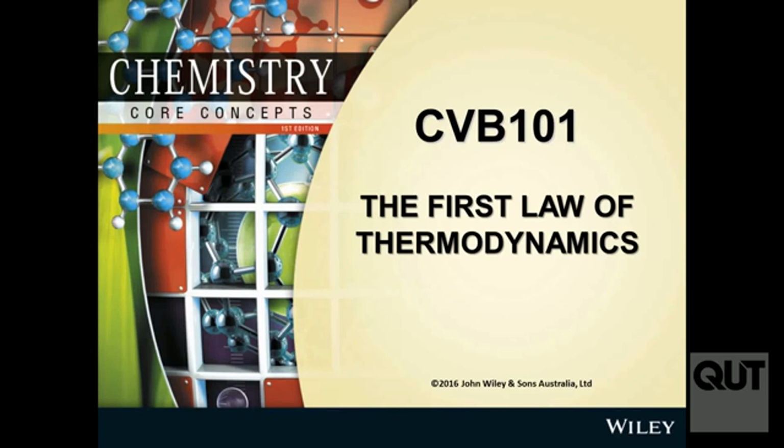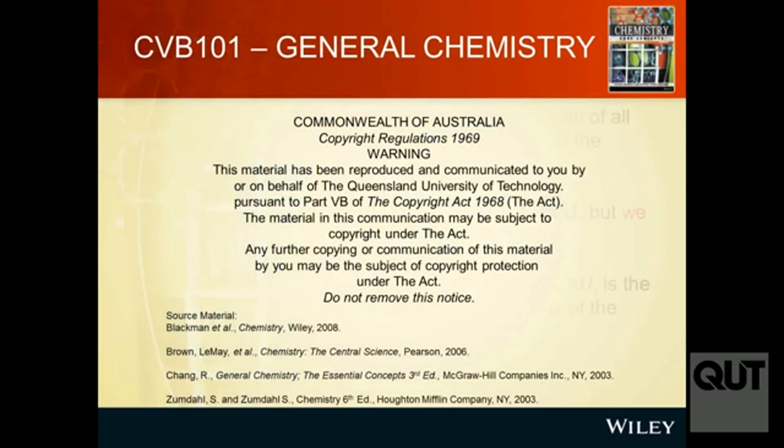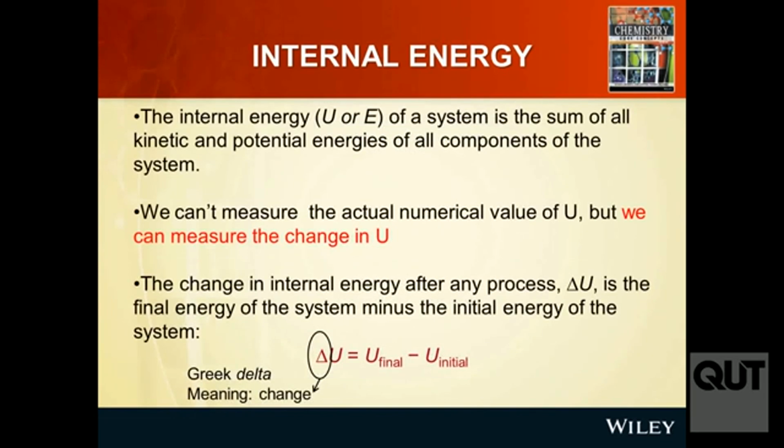Now the first thing that we're going to talk about with respect to the laws of thermodynamics, the first law of thermodynamics, is going to have to do with internal energy. And so I'm going to have to explain to you a little bit about what internal energy is. So internal energy, which is usually given the symbol either U or E depending upon what textbook you're reading, is the sum of all kinetic and potential energies of all components of the system. So if that sounds complex to you, it is complex, and we can't measure the actual numerical value of the internal energy, but we can measure its changes.